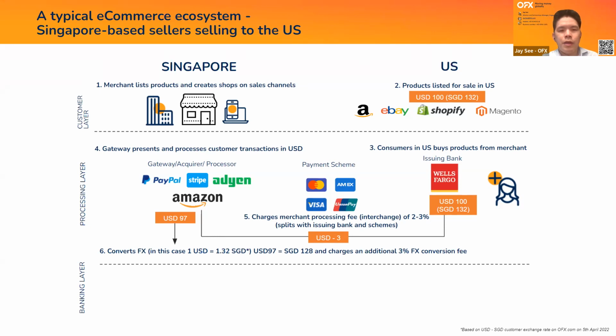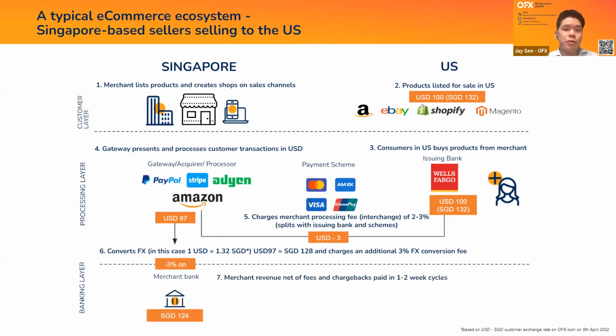So this is just assuming that there is no OFX involved along the way to help you to streamline your payments. And then as we go down to the banking layer, this is where the merchant revenue, so after the merchant bank, your current bank, nets off fees, chargebacks, and so on, you're left with 124 Sing dollars after conversion and after that 3% FX fee, okay?